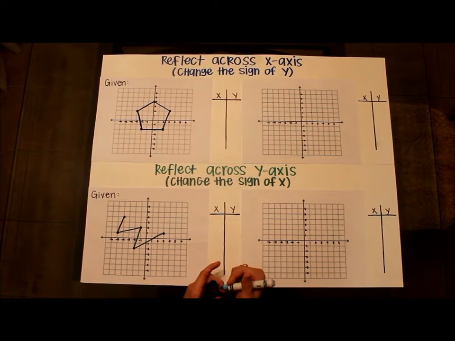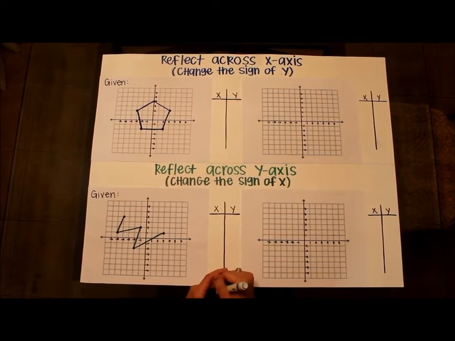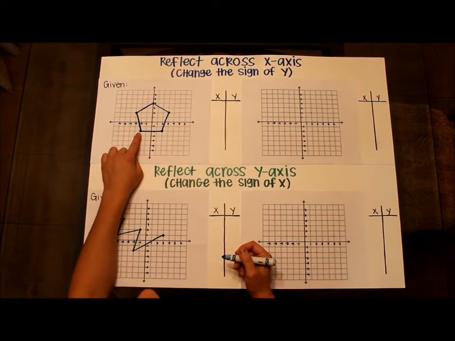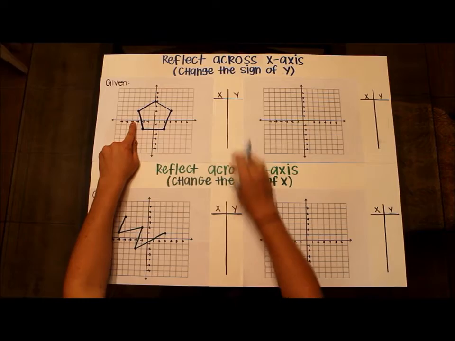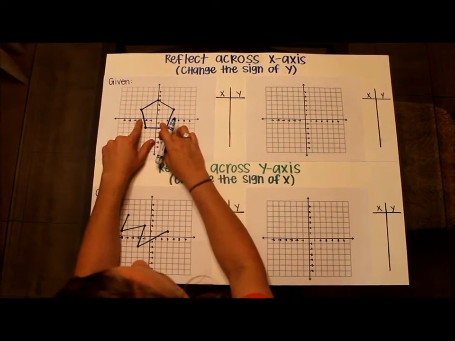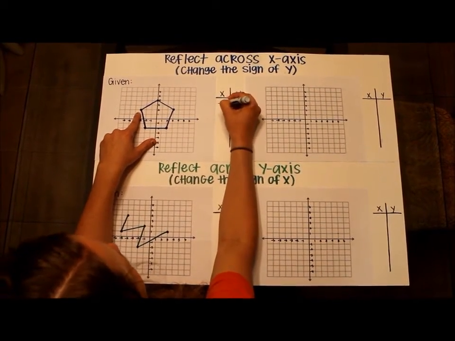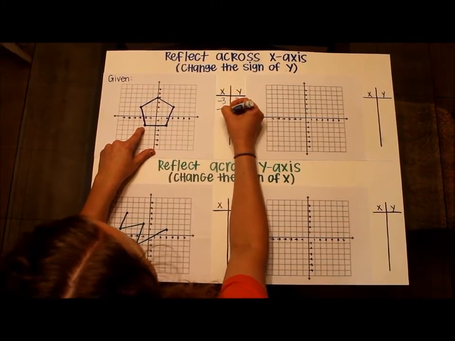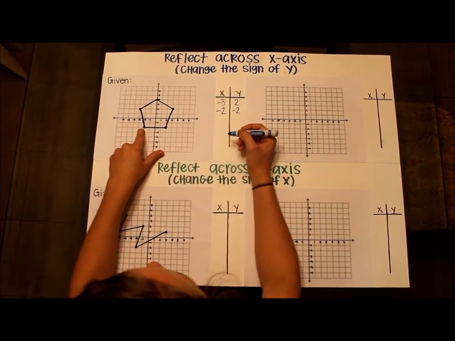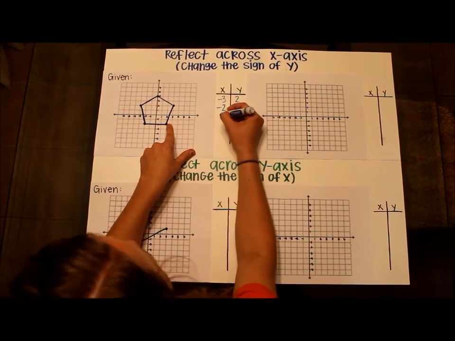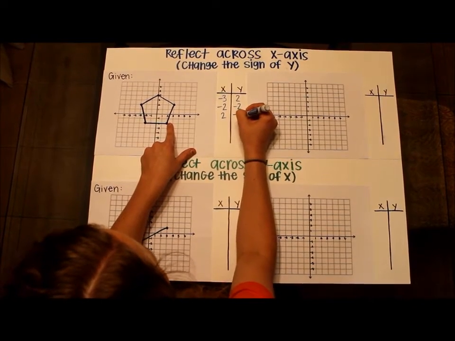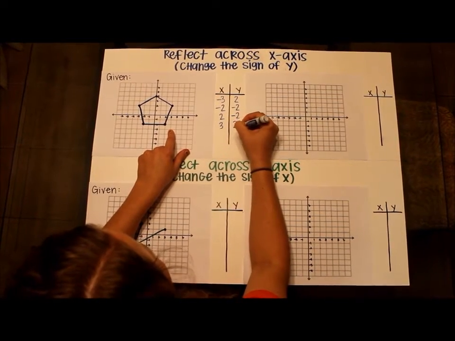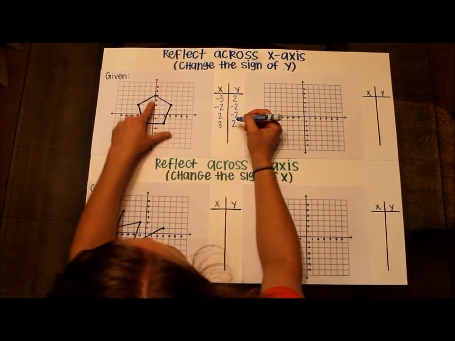In our first example, we are reflecting across the x-axis. In order to do this, we are changing the sign of y. So in our given graph, we are going to plot each of the coordinate points in our table. For the first point, we have -3, 2. In our second point, we have -2, -2. In our third point, we have 2, -2. In our fourth point, we have 3, 2. And in our last point, we have 0, 4.